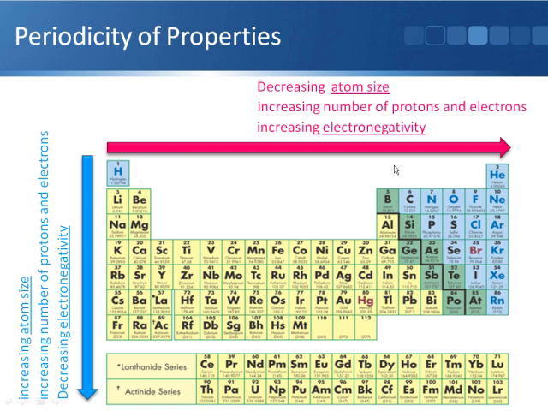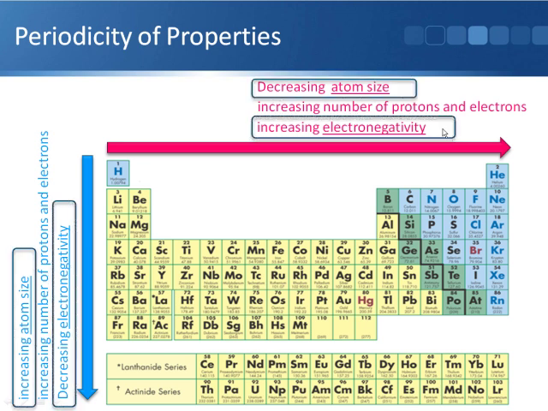Whereas if you go from left to right across a period, even though you're again adding more protons and electrons, you actually decrease the atom size here, and you increase electronegativity. So these two patterns are opposing, and on face value this seems a bit confusing, and we then went on to explain this in the lecture.